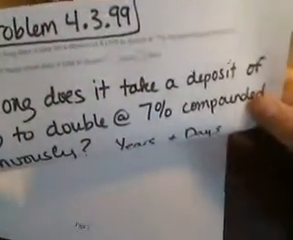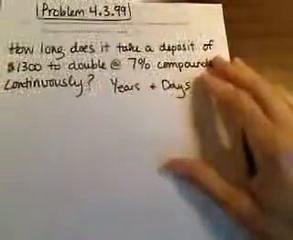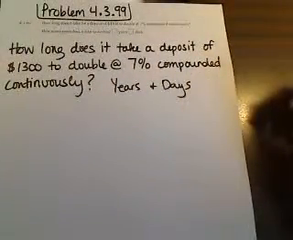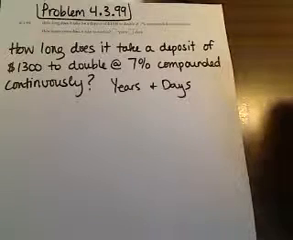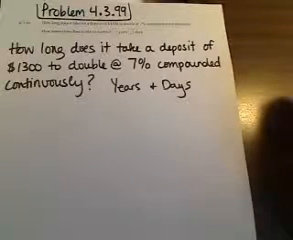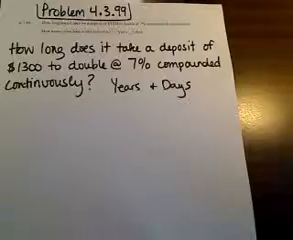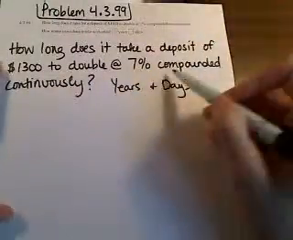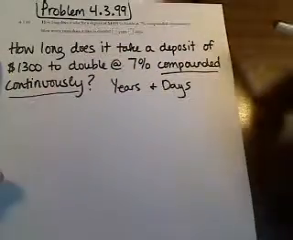Okay, this is problem 4.3.99, and they ask us, how long does it take a deposit of $1,300 to double at 7% compounding continuously? And they want us to list this in years and days. So the first thing is you have to identify what formula you're working with.